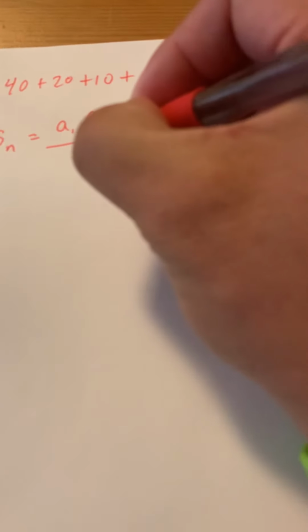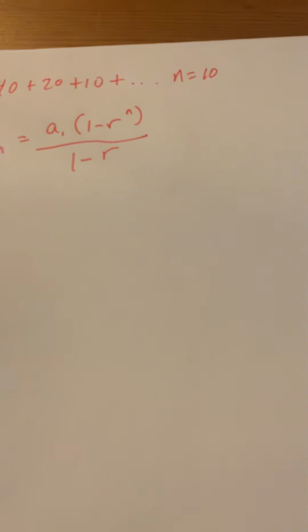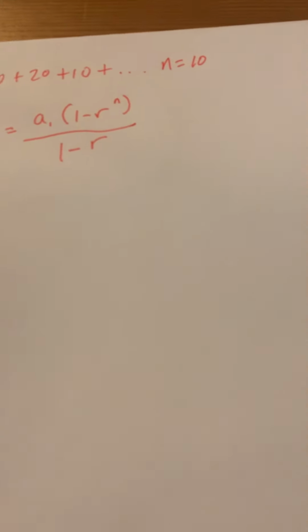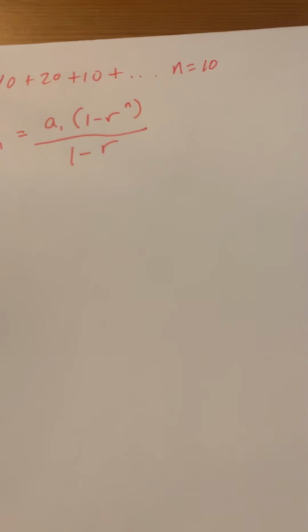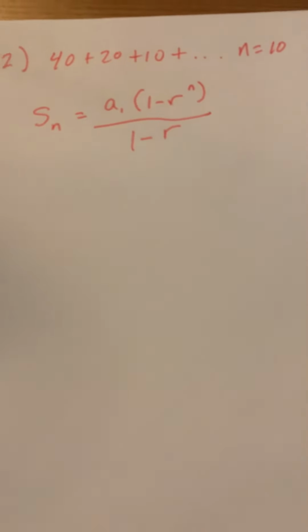It says S sub n, where n is the number of terms you're trying to find, equals the first term, a sub 1, times 1 minus the common ratio raised to the n power, all divided by 1 minus the common ratio. Now, this is for a geometric series. If you're adding up a bunch of numbers that increase or decrease by a multiplying number, then you use this one, okay?